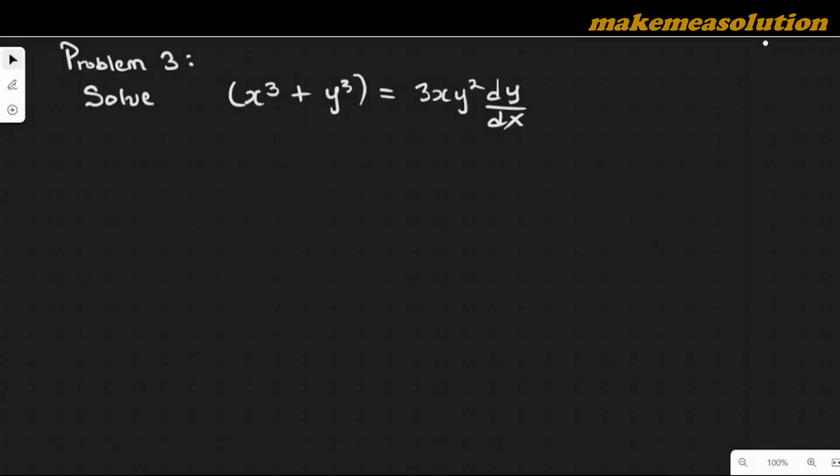Okay, here we are at problem 3, and we want to solve x cubed plus y cubed equal to 3xy squared dy by dx. Now this is how you're going to go about it. Solution.